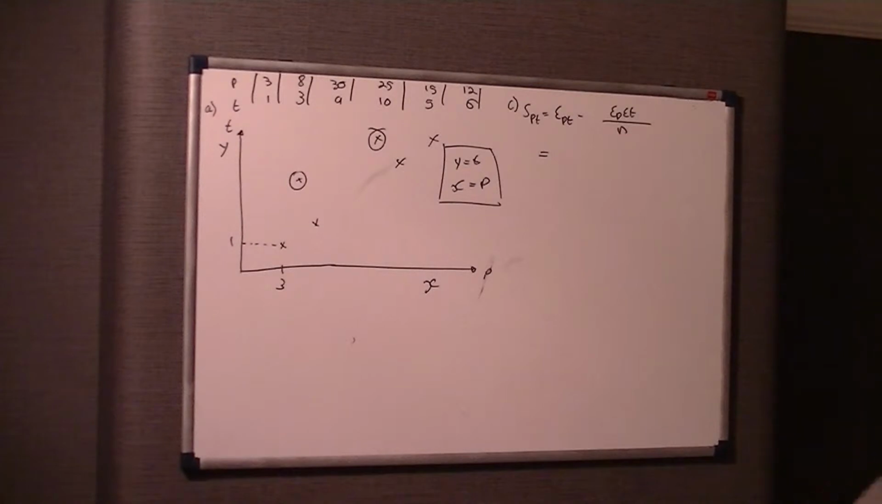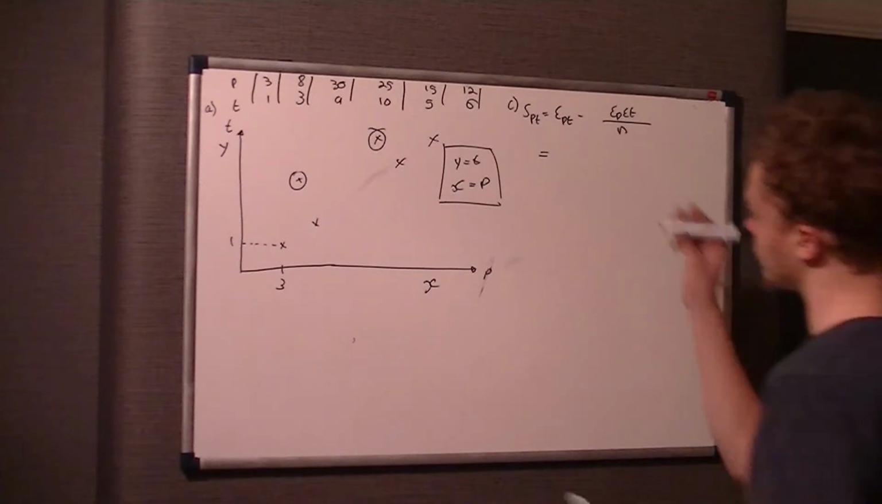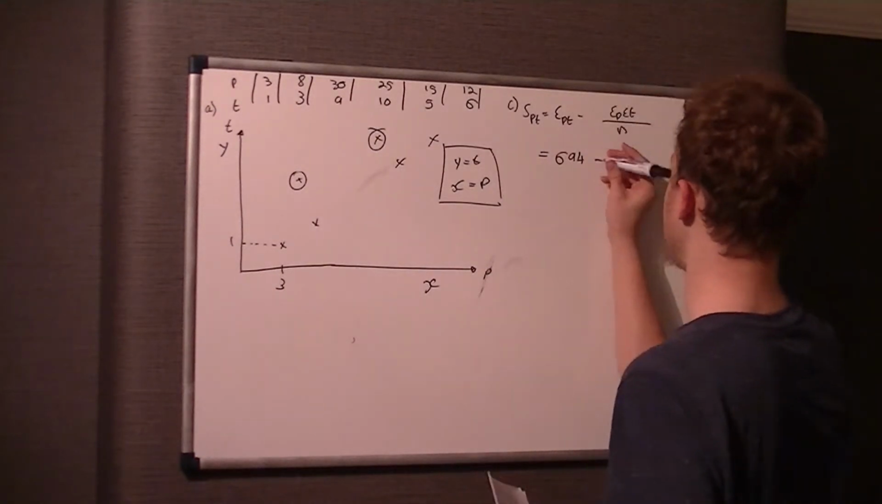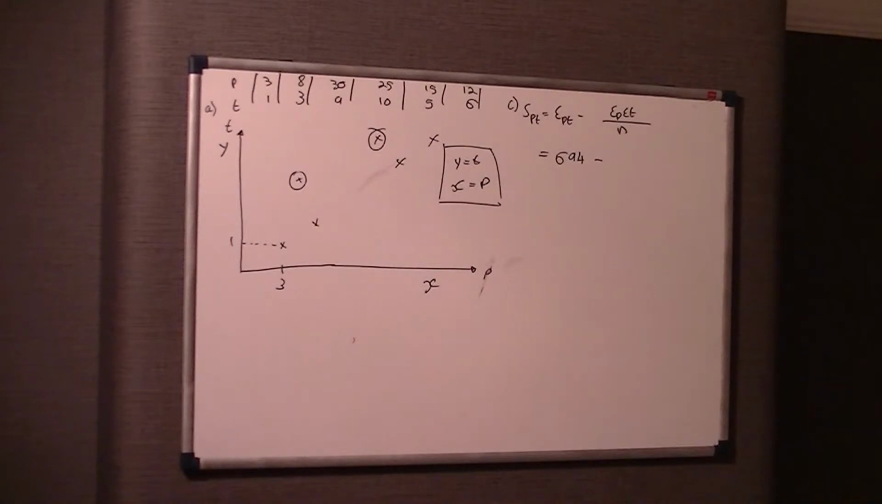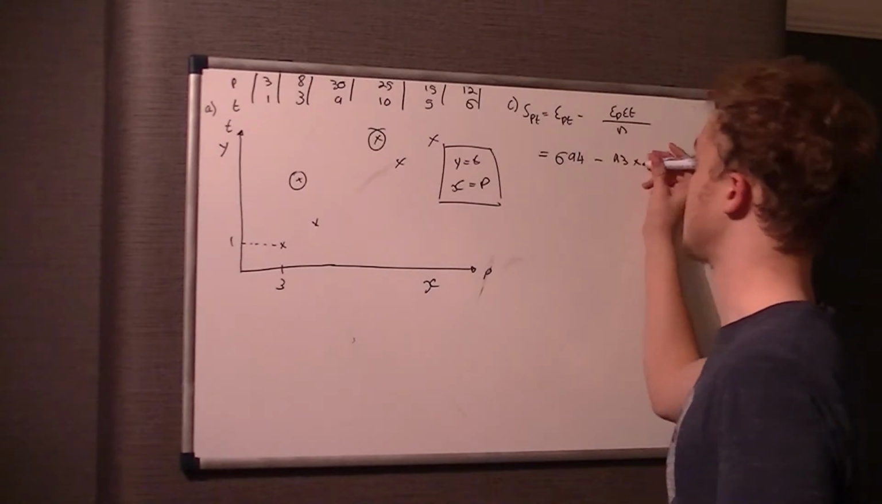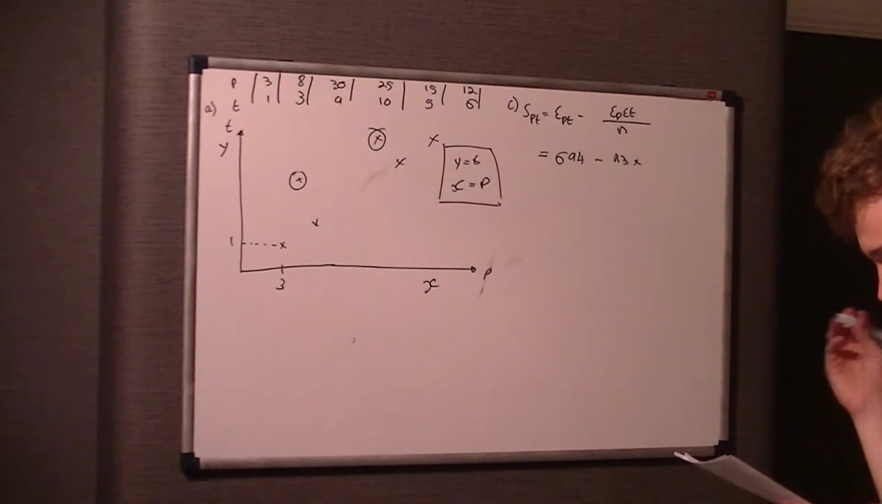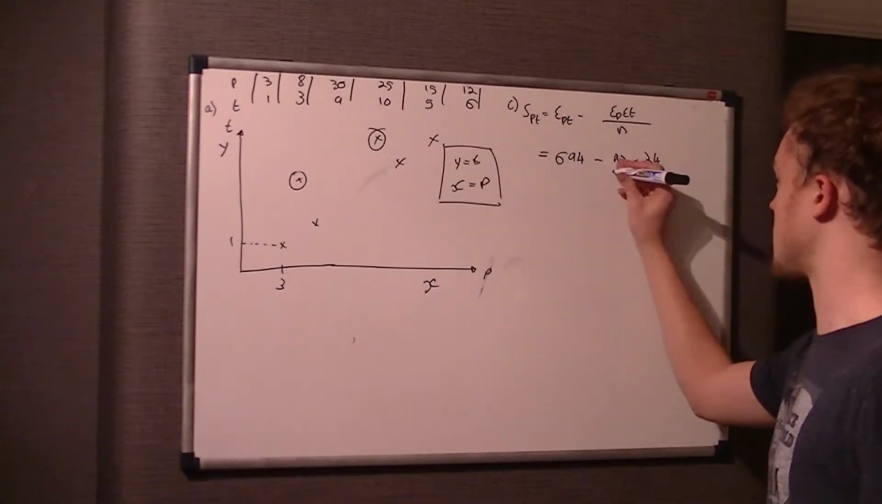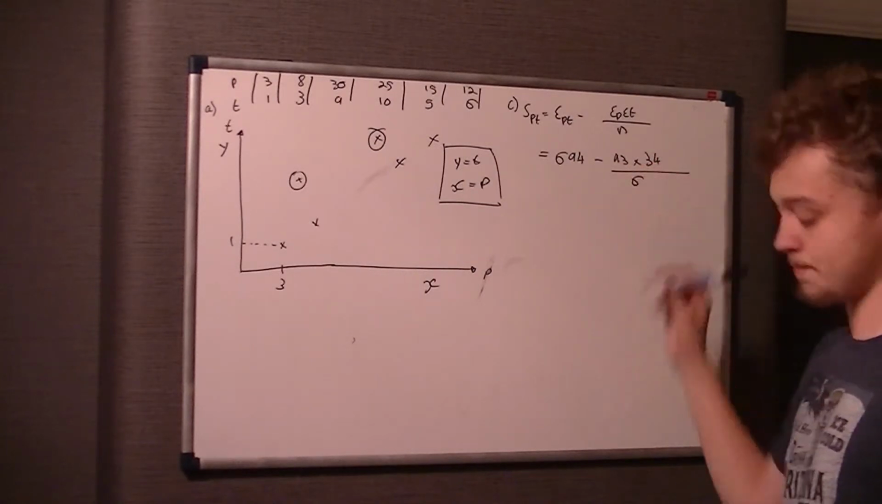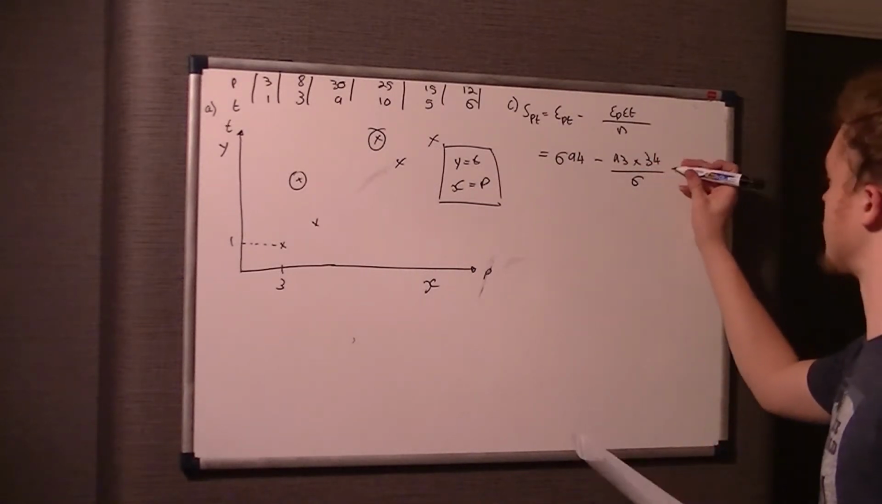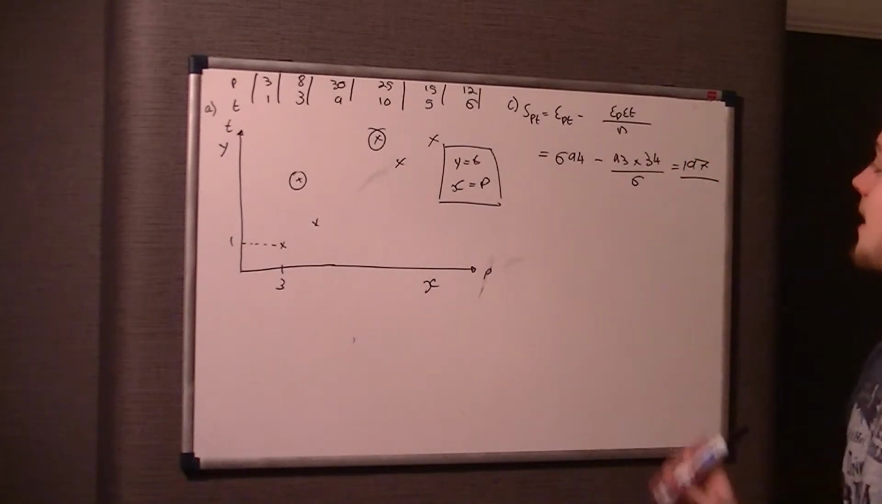Oh, sorry. We're told ΣPT is 694. Just need to work out what ΣP and ΣT are. So ΣP is 3 plus 8 plus 30 plus 25 plus 15 plus 12, and that gets you a value of 93. Then you work out ΣT: 1 plus 3 plus 9 plus 5 plus... basically the sum of the T values, and you get 34. So 694, take 93 times 34 over 6, and that gets you a value of 197. Okay, so that's the SPT.